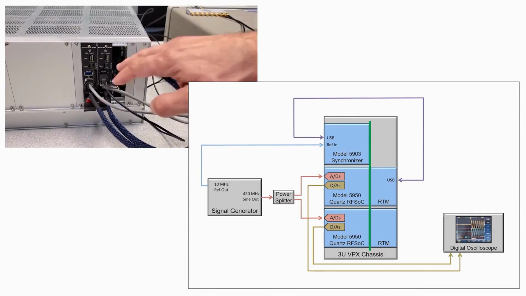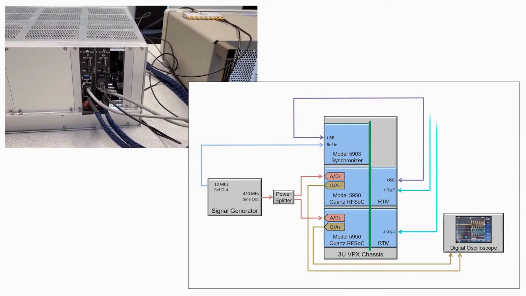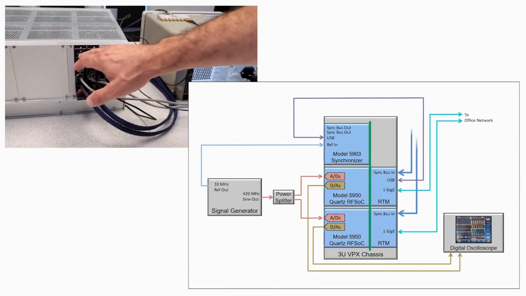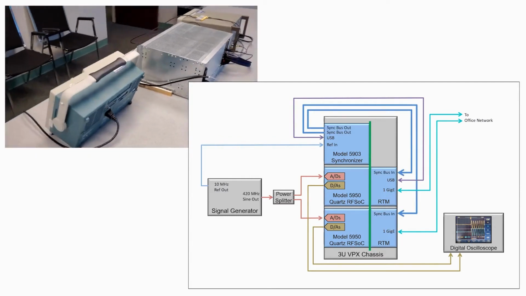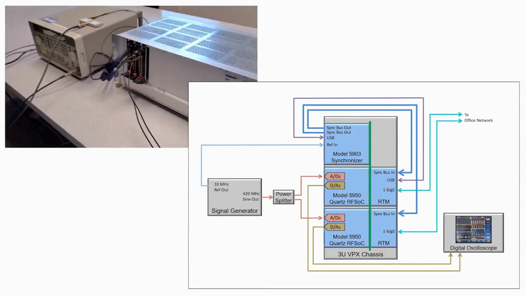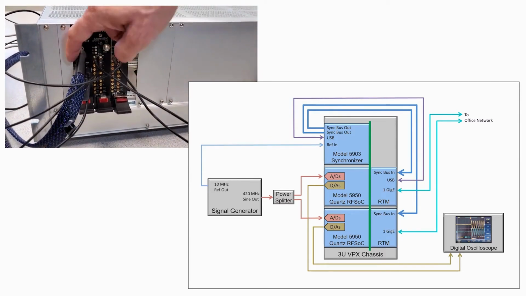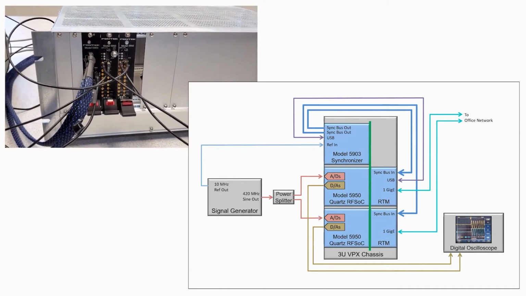And then, of course, we've got two Ethernet cables, one for each 5950. That is going to our office network. And here are the two synchronization cables going into the Zynq inputs of the rear transition modules. Let's follow that around to the front. And you can see the two synchronization cables going into two ports of the front panel of the 5903. And that is the setup.